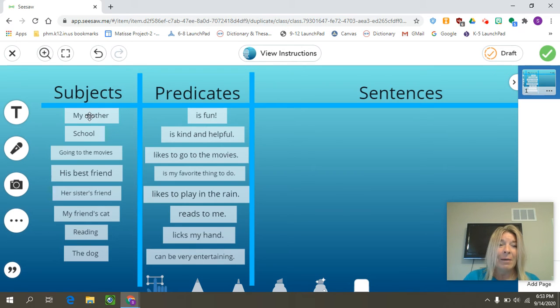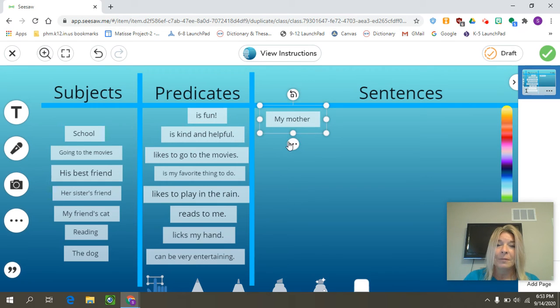So let's start with my mother. If I start with that subject, my mother, I need to know what my mother's doing or thinking or saying. It's not complete. So I could say, my mother is fun. I could put that there. That would make a complete sentence. My mother is fun. That's a sentence now.